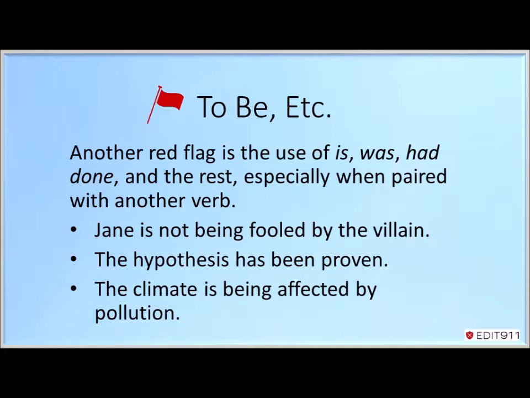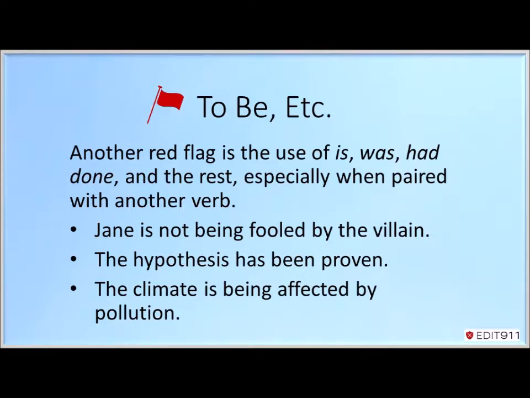Now, this is not an absolute, but it's very frequent. Jane is not being fooled by the villain. The hypothesis has been proven. The climate is being affected by pollution. These are the sort of sentences I imagine most people think of when talking about passive voice. But there's a lot of passive voice out there that doesn't use the to be plus a verb. So while the use of is being done to is passive, you can't just go by that alone.